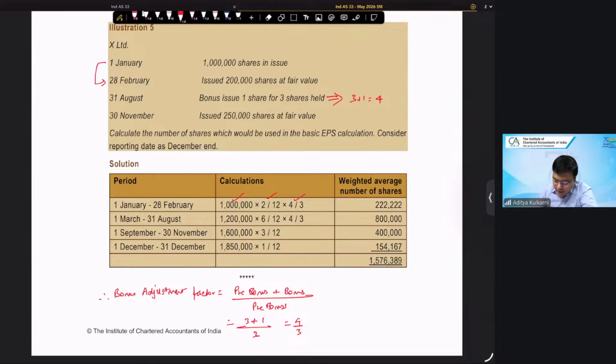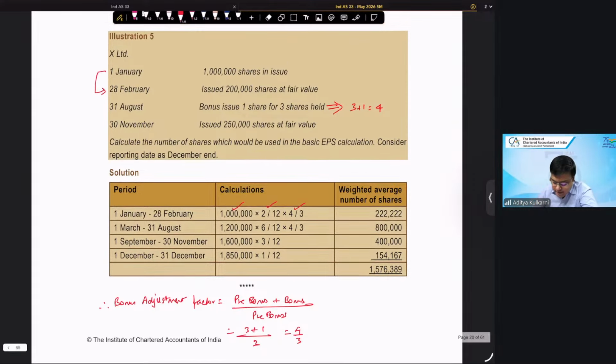Yes. Why did I multiply 4 by 3? These shares, 10 lakh, were present before the bonus issuance date of 31st August. That means the bonus shares allocated proportionately to these number of shares are also deemed to be in existence from the first date of the reporting period, that is 1st January. That is why we are multiplying it by 4 by 3. Are you able to follow?